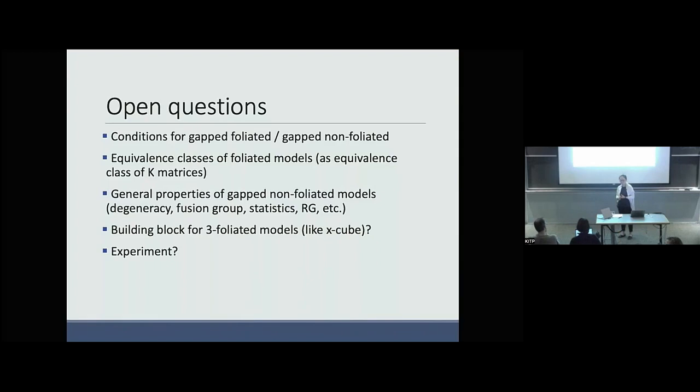Oh, how to experimentally probe fractons? Definitely. There are better experts on that than I am, but I know that people have proposed, like Rahul at Boulder, they have done quite some work on that.